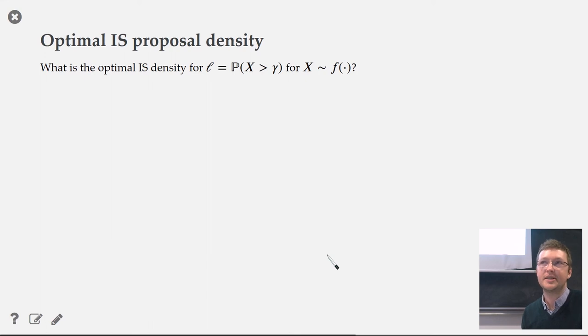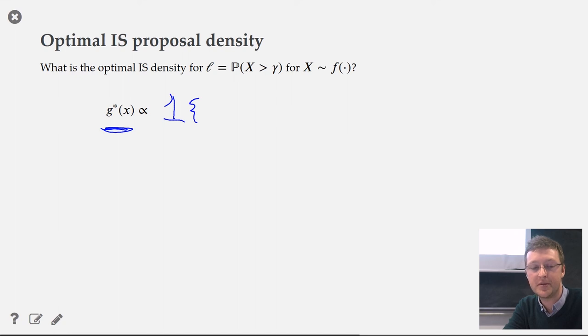I guess one question you can ask is, what is the absolute best important sampling proposal density there is? So it turns out that there's actually a result for this. We'll call G star of X the absolute best important sampling density that you can make. And it turns out to be proportional to the original density conditioned on the rare event happening. So the indicator X is greater than gamma multiplied by the original density F.